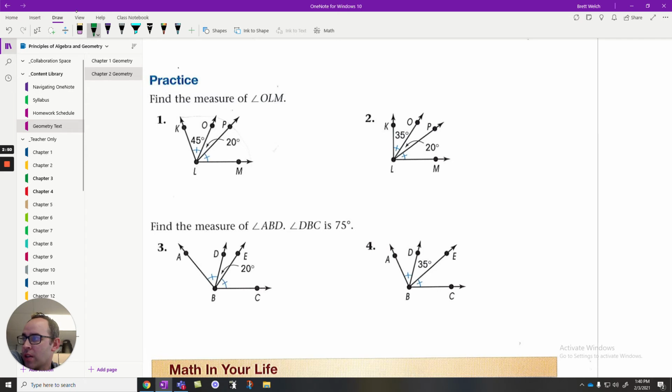Remember to get your worksheet done as well. But if this is 45 and that's 20, well, the congruent mark tells me that this is also 45 degrees. So if I want O to L to M on this problem, I have both a 20 and a 45 for a total of 65 degrees. Over here, same idea, O to L to M is the 20 that's here, and because of the congruent mark, I know this is 35 for a total of 55 degrees.